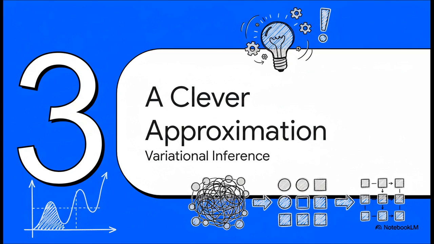Okay, so the exact calculation is off the table. It's impossible. So what do we do? We do what smart people have always done when faced with an impossible problem. We get clever. We approximate.